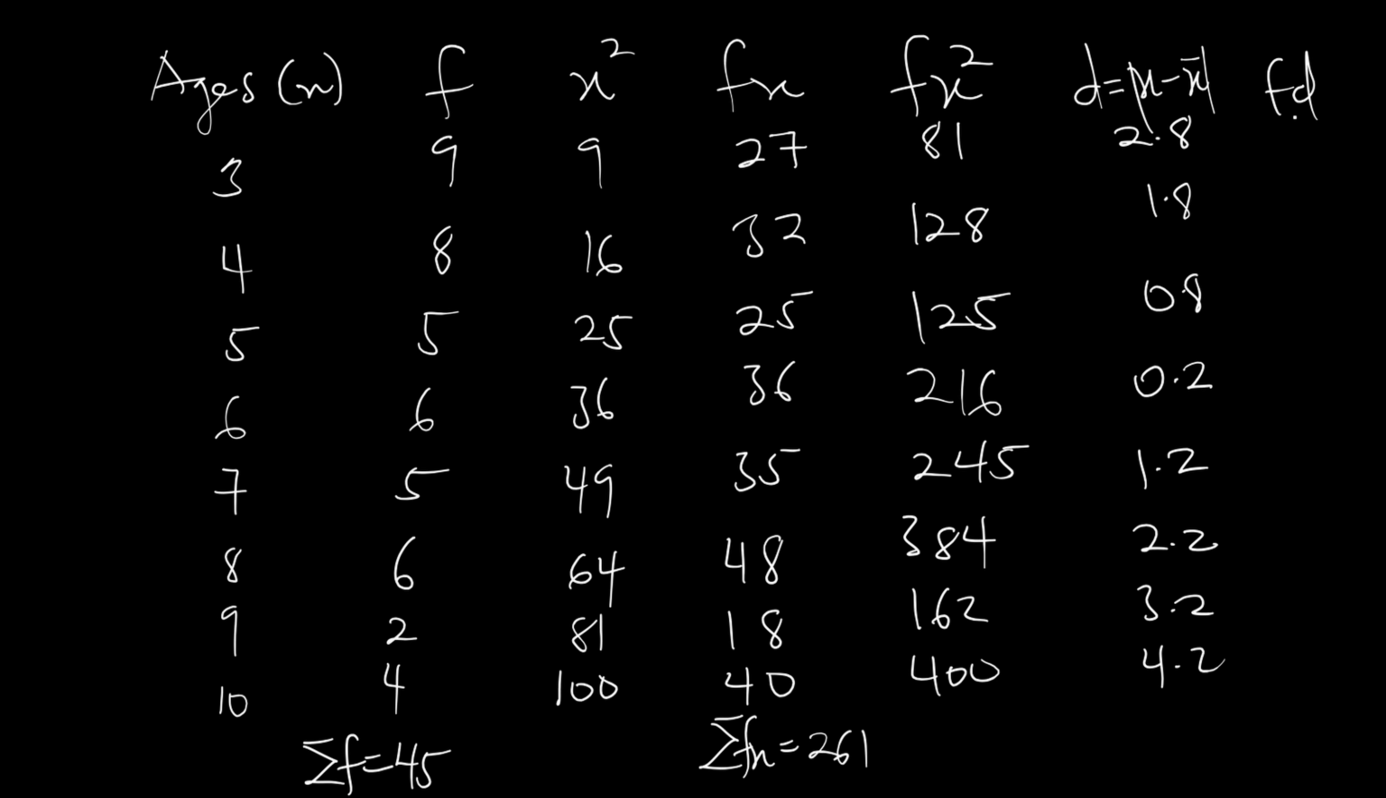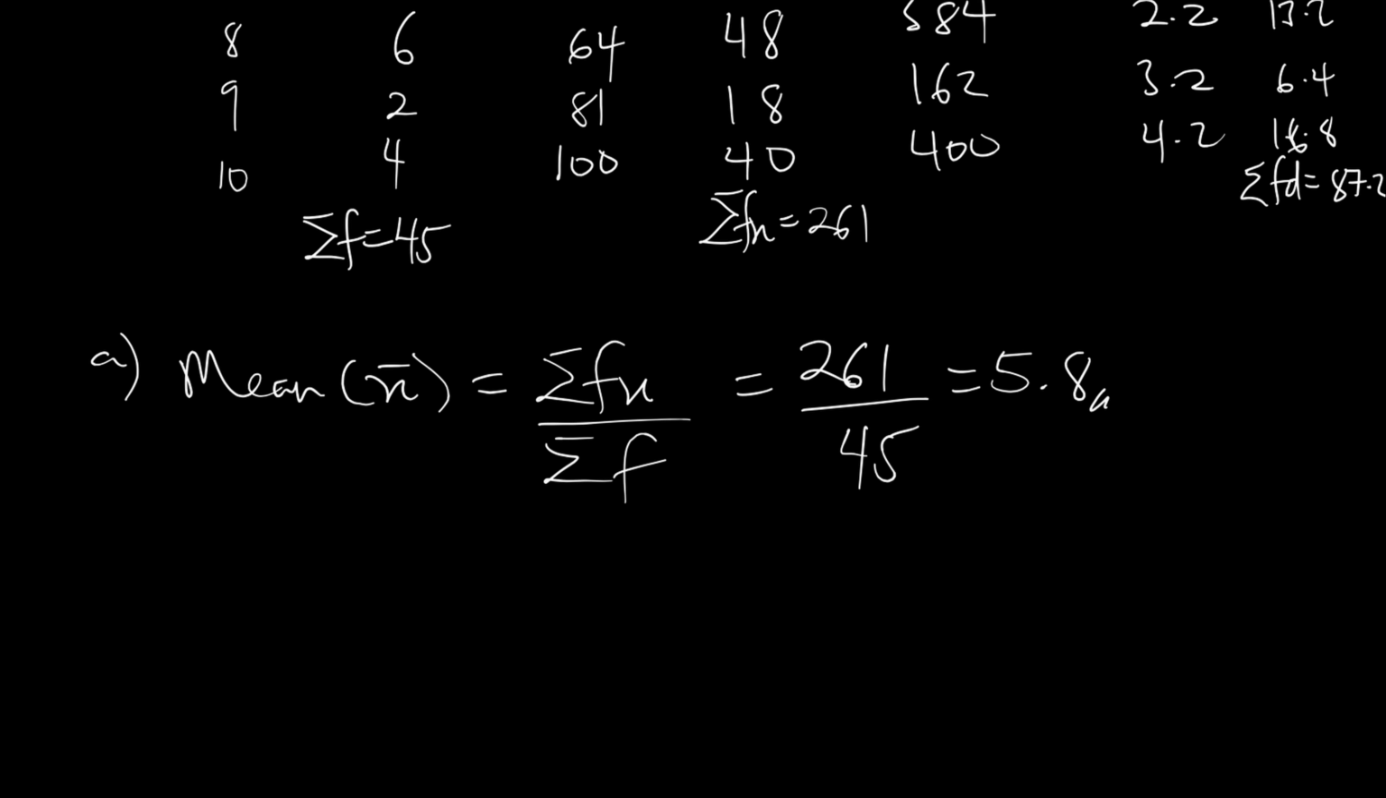So for fd, we have 9 times 2.8, which gives us 25.2. Then we have 14.4, 4, 1.2, 6, 13.2, 6.4, and 16.8. So the sum of fd should be equal to 87.2.